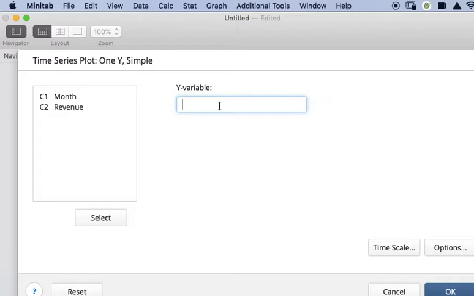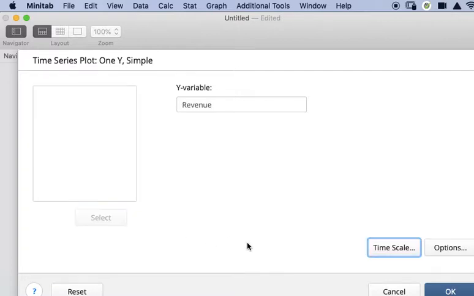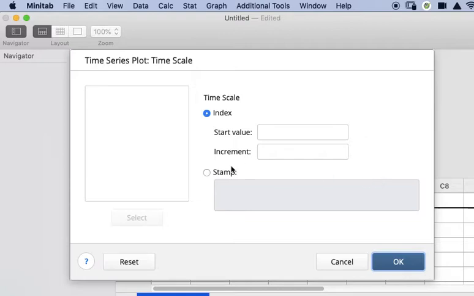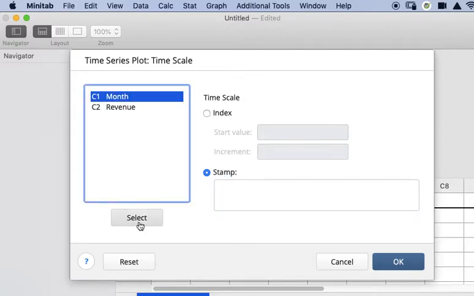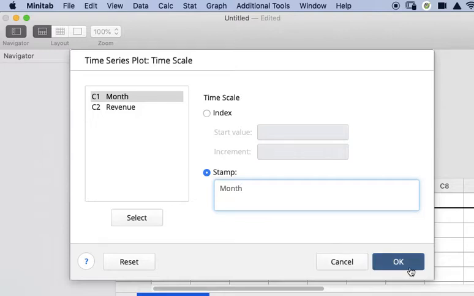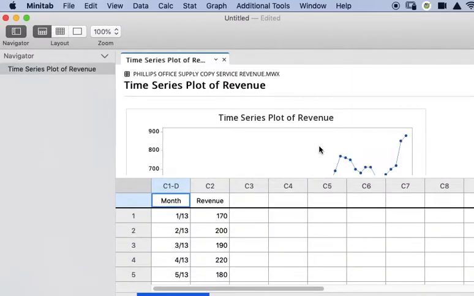In the y variable box, we're going to put what we want on the y-axis, which is going to be revenue. So click Select to put that in the box. Then I need to click on Time Scale. Then I'm going to select Stamp, and in the box, I'm going to put what I want on the x-axis. So in this case, that's going to be month. That should always, again, be a unit of time if it's a time series plot. Click OK and click OK again. And here is my graph.